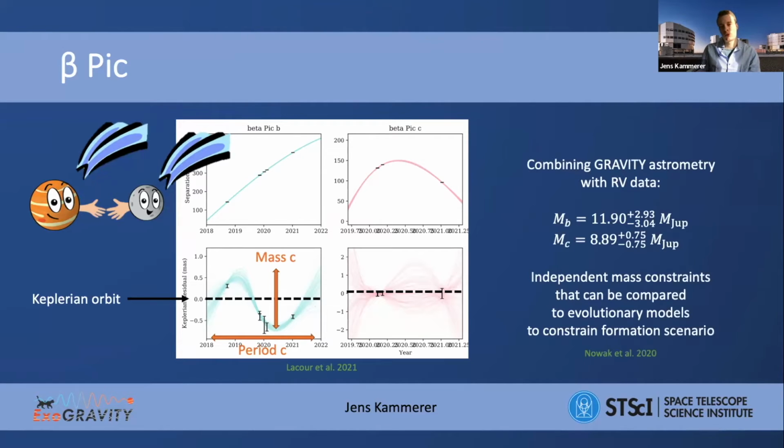This also, of course, gives us independent dynamical mass constraints for both of these planets, which also places c in the planetary mass regime. We can use these independent mass constraints to compare them with evolutionary models and try to understand how these planets formed. You can read more about that in a very good paper from Matthias Nowak in 2020.